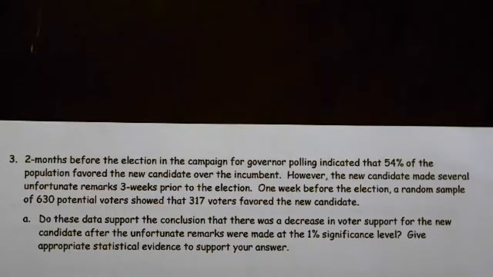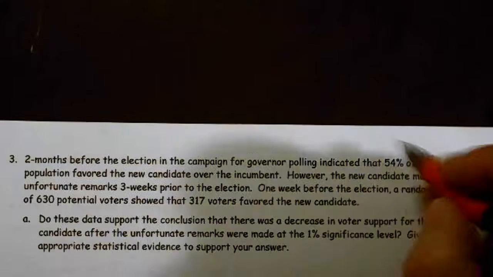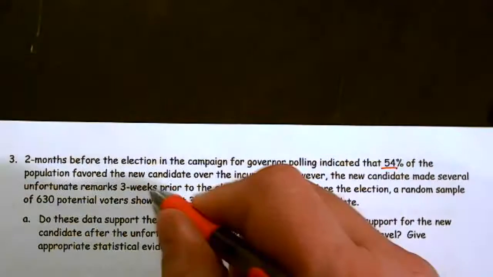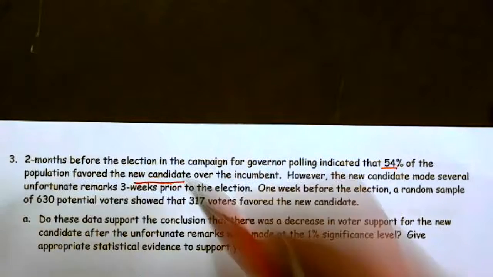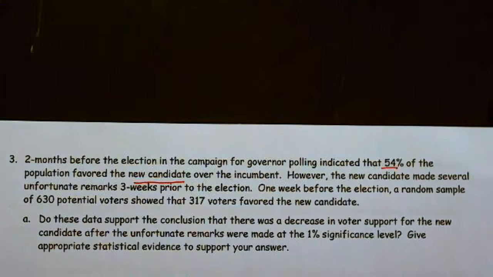All right, so this is question 3 from the video quiz on proportions, or one sample proportions. Two months before the election and the campaign for governor, polling indicated that 40% of the population favored the new candidate. So it looks like we're going to have a new governor because 45% favor the new candidate over the incumbent.